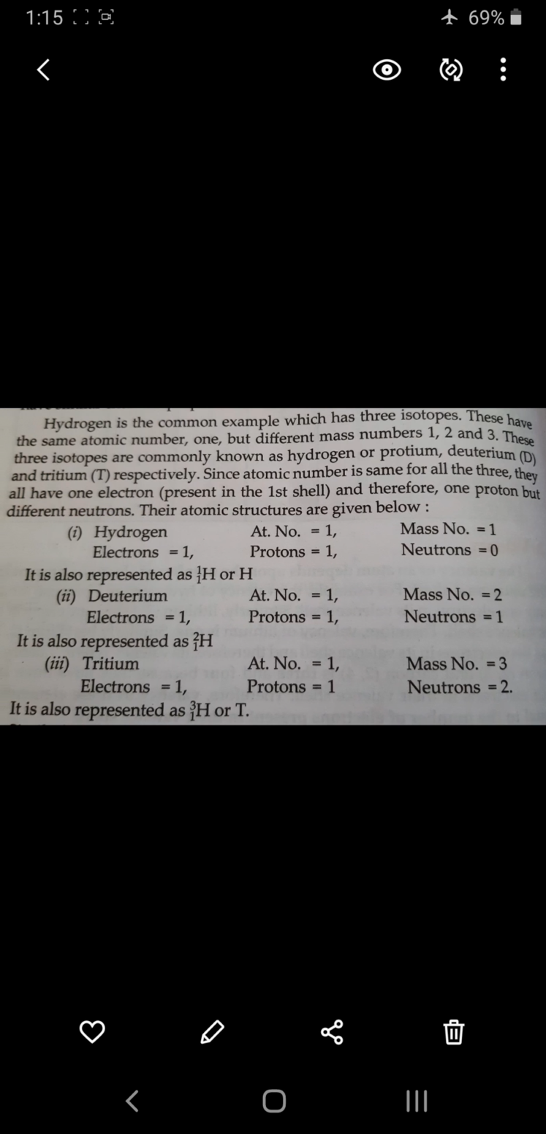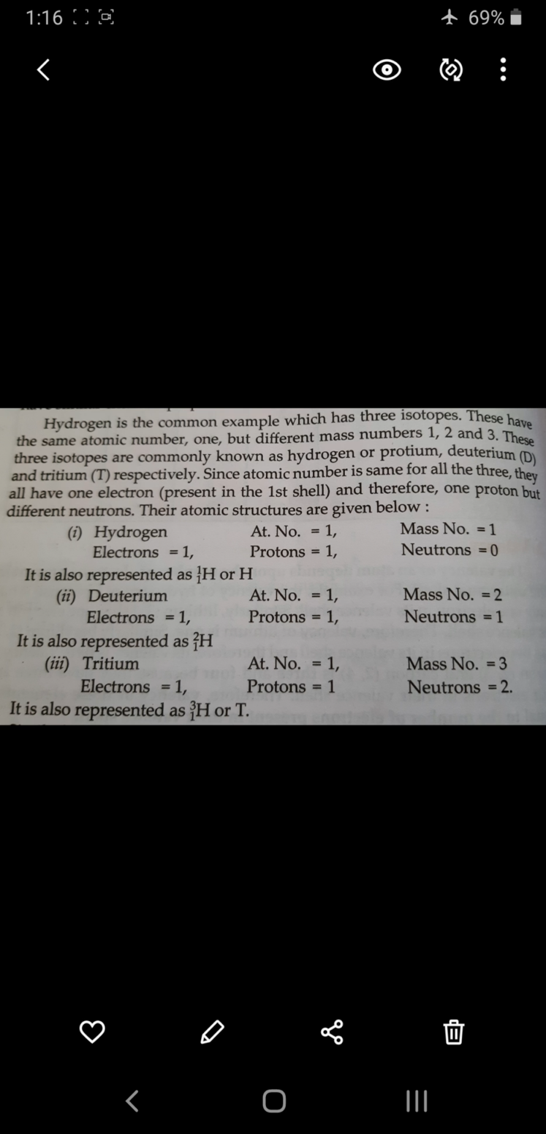Now we are taking an example here. In the case of hydrogen, hydrogen has three isotopes. First is protium, second is deuterium and third is tritium. In the case of protium, that is hydrogen, we know the atomic number is 1. The mass number is 1. Number of protons is 1 and number of neutrons is 0.